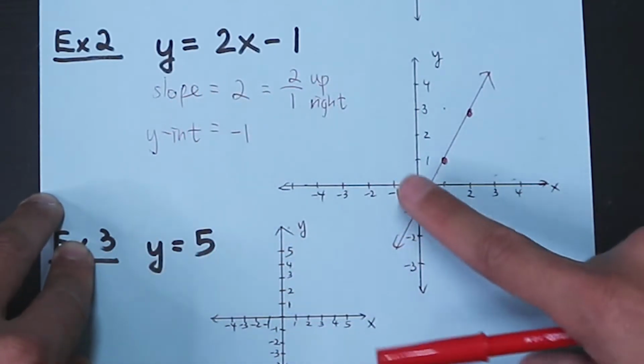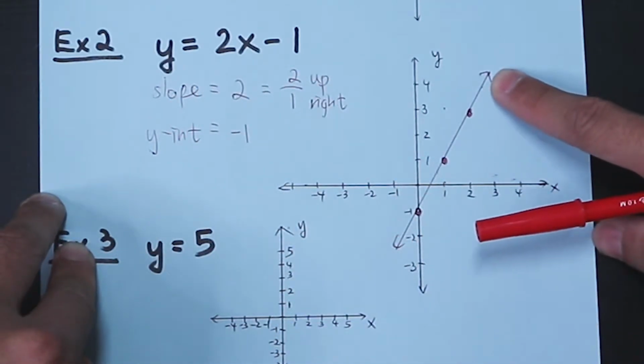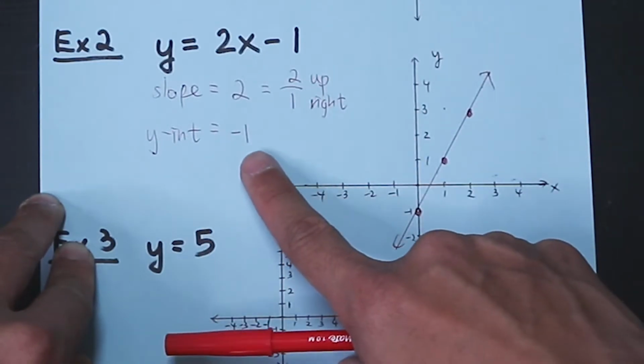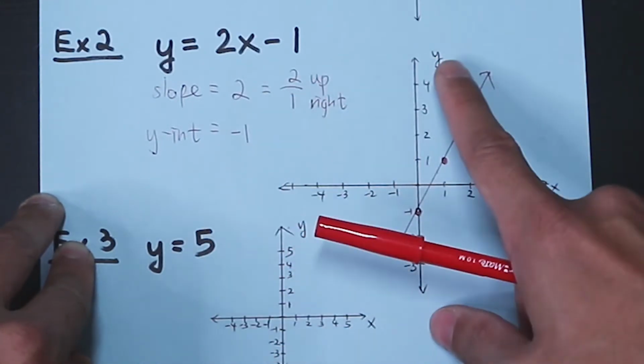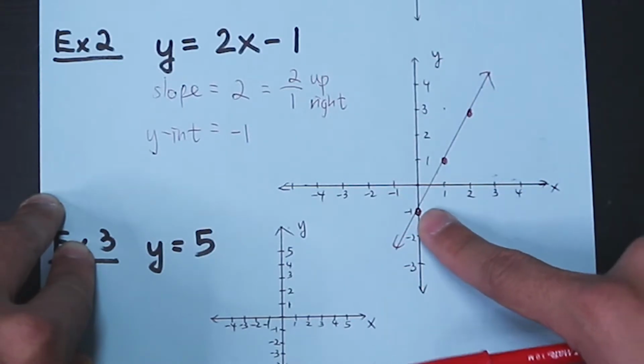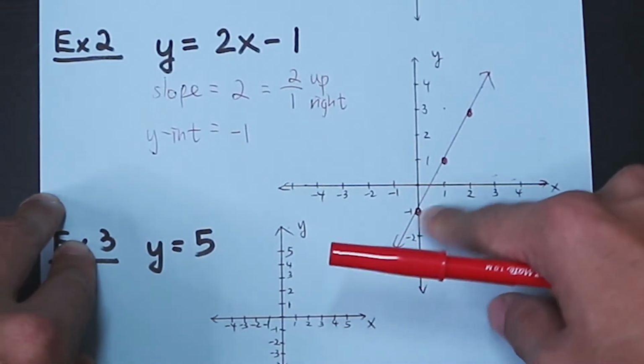Likewise, to check that your answer is correct, you look at the slope. The slope value is positive. I see that from left to right, the line is going up, which is a positive slope. And it also intersects the y-axis at negative 1. So look at the line and the y-axis. They both intersect at negative 1.